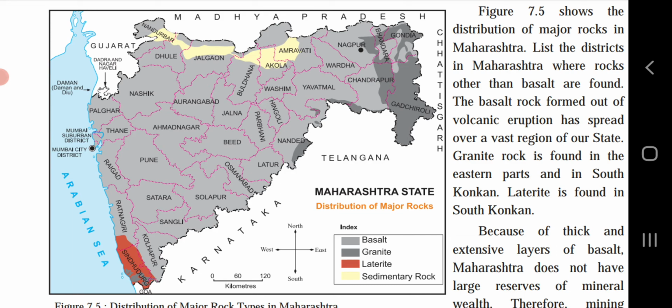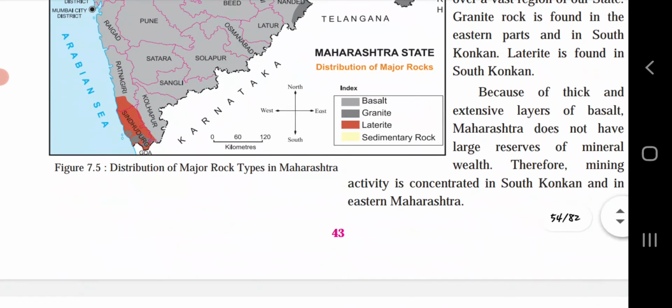And the granite, that is in dark grey color, shows the places in some parts of Gondia, Bhandara, Nagpur, Chandrapur, and the whole of Gadchiroli, some parts of Yavatmal, Nanded also. Laterite is in Sindhudurg, and the sedimentary rocks are in some parts of Nandurbar, some parts of Jalgaon, Amravati, Akola. Understood?